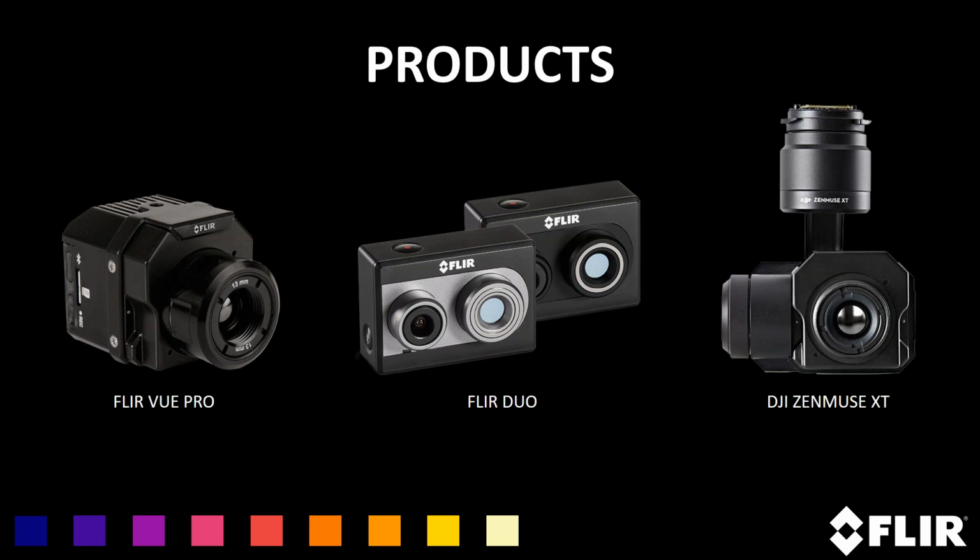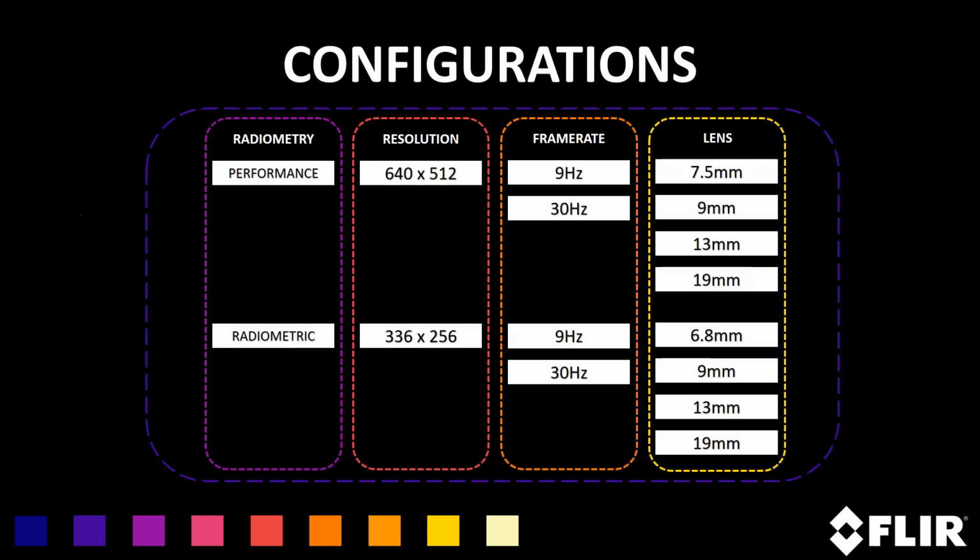For the FLIR View Pro and the Zenmuse XT, there's a variety of options that I'll walk you through, different lenses and configurations, and so you could really determine which camera would be best for your personal application. So these are the configurations that are available, differences in resolution, frame rate, lens sizes, and also their radiometric capabilities. I do think that it is a mistake to get too wrapped up in these decisions, because I think the questions that you have to ask yourself are pretty simple.